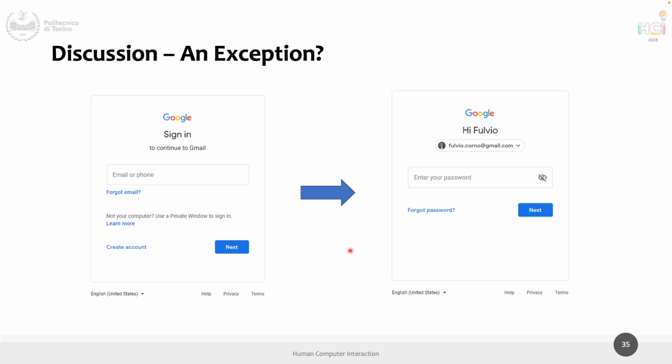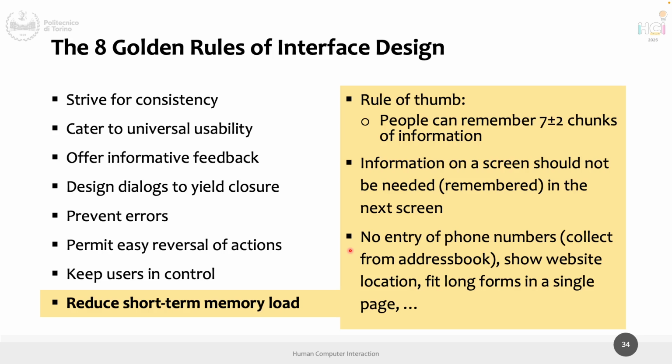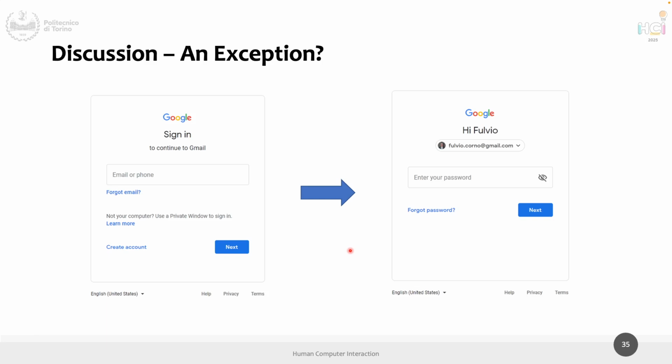And here we have an example of Google that asks for the username in a screen to log in, and then the password in a different screen. So apparently it goes against these rules, but in practice it is needed, and it's not a terrible idea in this case. Why? Did they mention the email? Yeah, they mentioned the email in the second one, but why don't they put two input texts here?